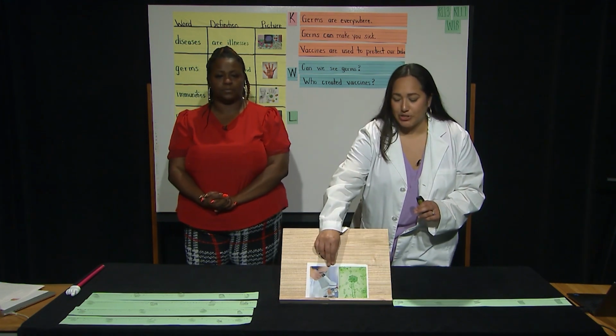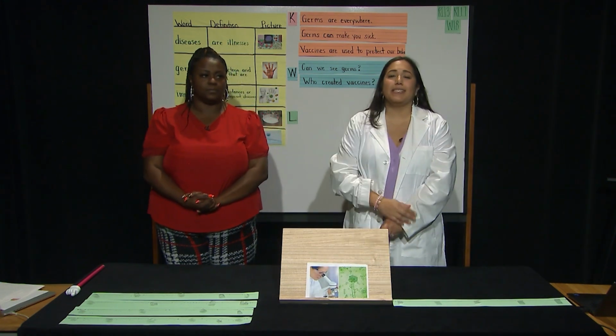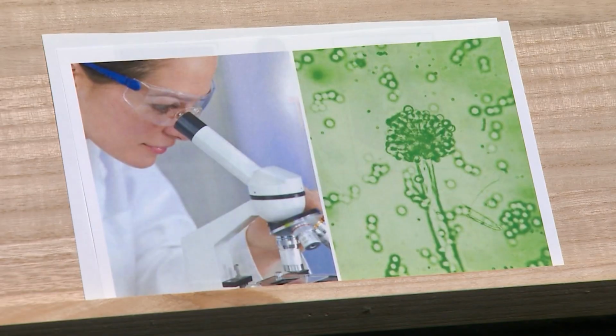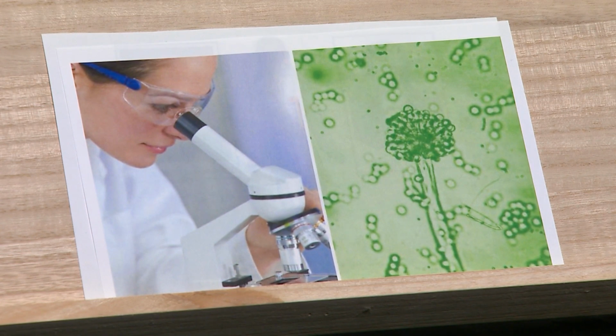Take a look at this picture. What do you see in this picture? Germs are all around us. These tiny living things are so small that you can see them only by looking through a special type of instrument called a microscope. But even though you cannot see them, germs are everywhere. They're in the air we breathe, in the water we drink, in the food we eat, and on our skin.